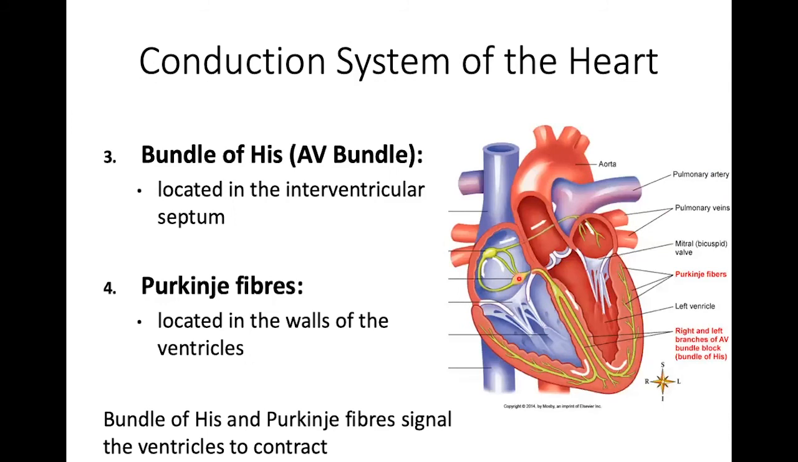So after this slight delay caused here at the AV node, the signal is then sent along to the bundle of His. And the bundle of His is another neurological structure that is named after the individual that first described it. Now, from the bundle of His, we have left and right AV bundles, which are also known as bundle branches. And these bundle branches are going to be transmitting that electrical signal down the interventricular septum towards the apex of the heart.